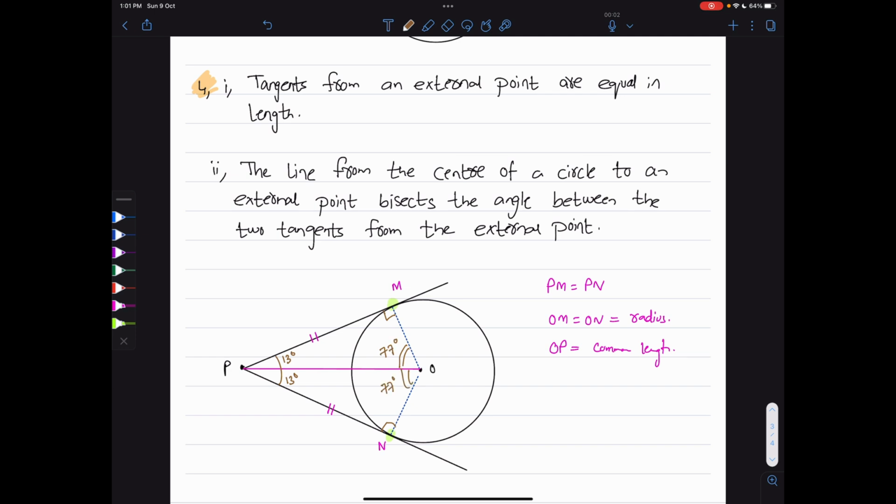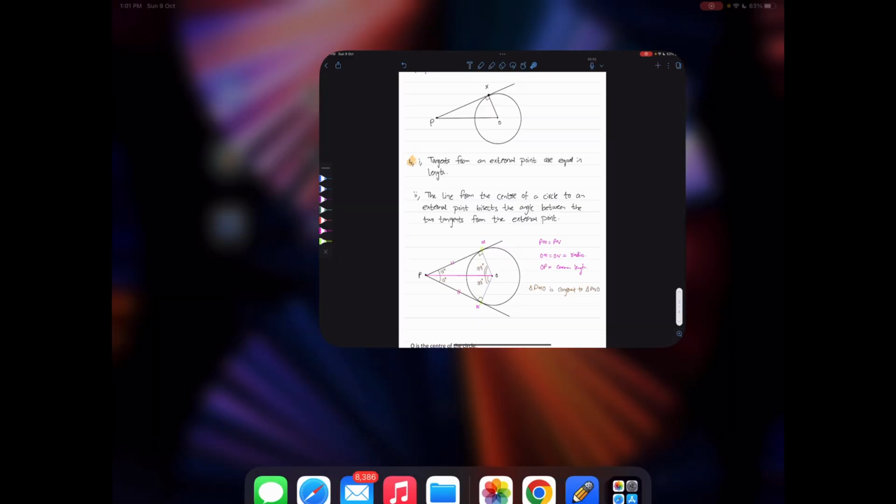Also you can notice that triangle PMO will be congruent to triangle PNO, because we have a right angle over here, this side and this side are equal in length, and this is a common length. So as per the RHS property, the two triangles are going to be congruent to each other. So that was your property number 3 and 4.